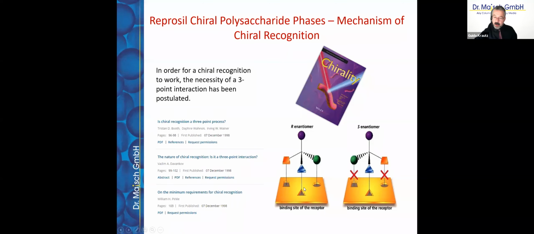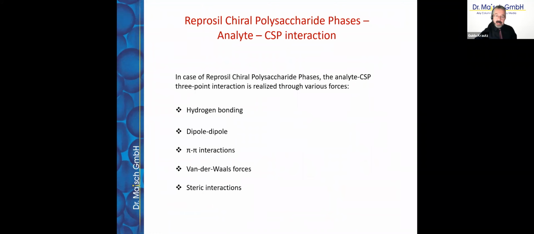And imagine there would only be a 2-point interaction. In this case, it would not be possible to distinguish between these 2 molecules. So it has to be a 3-point interaction. So this 3-point interaction works through various modes of interaction. And in polysaccharide phases, you have 5 possible modes of interaction: hydrogen bonding, dipole-dipole interaction, pi-pi interaction, van der Waals forces, as well as steric interactions.